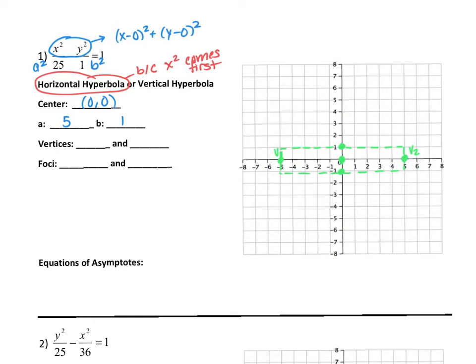So our asymptotes, the way that it works, it goes through the corners of each of the boxes. So this would be one point of the line, this would be the other point, and this would be the third point. So technically, this line going this way is up 1 over 5, down 1, left 5. So that would be my slope of the line.